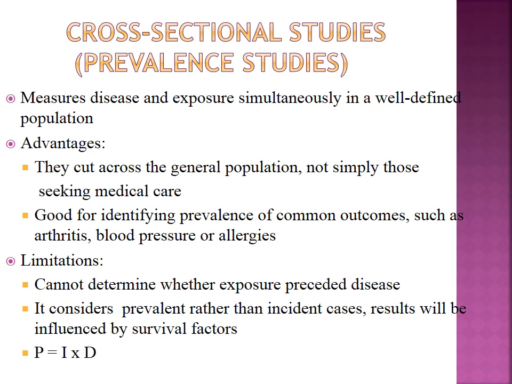The cross-sectional study, or prevalence study, is where we measure the disease and exposure simultaneously in a well-defined population. What are the advantages? It cuts across the general population, so not simply those seeking medical care, and is good for identifying the prevalence of common outcomes such as arthritis, blood pressure, allergies, or any other common ailments. But what are the limitations? It cannot determine the exposure-disease relationship, and it considers prevalent rather than incident disease. So the result will be influenced by survival factors.